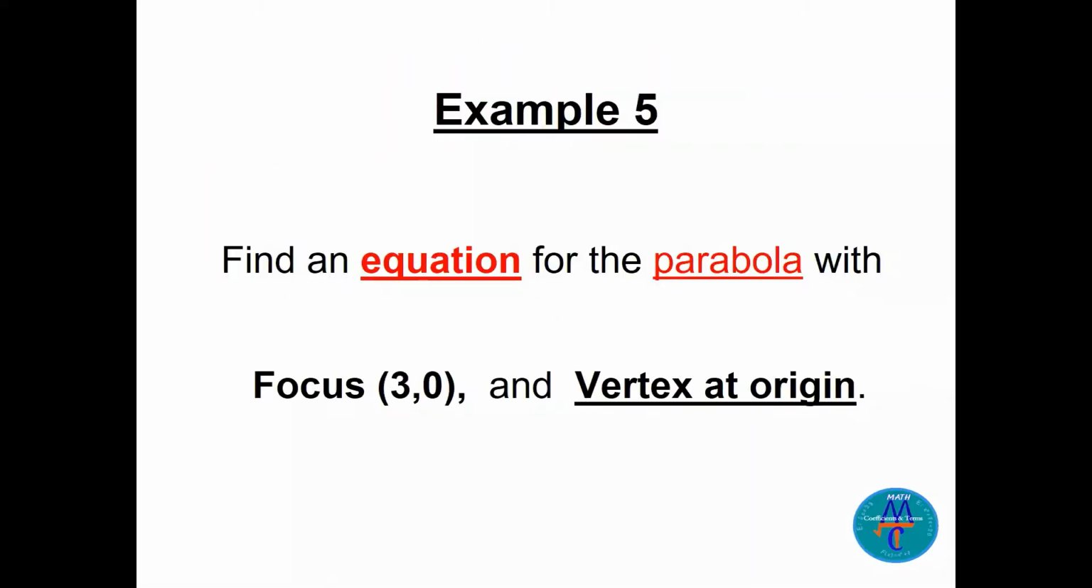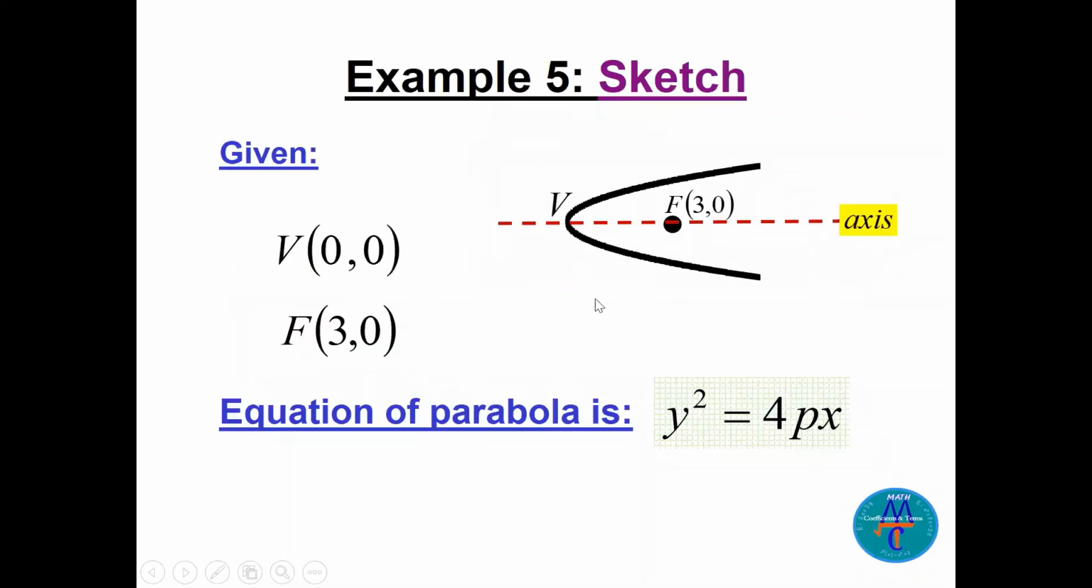Now let's look at example 5. Find an equation for the parabola with focus (3, 0) and the vertex at the origin. So this is the opposite of example 4 and also 3. Here we have to find the equation. I advise you, when you have a question like this, to do a little sketch. So let's take here the focus and the vertex, everything given, and then make a little sketch.